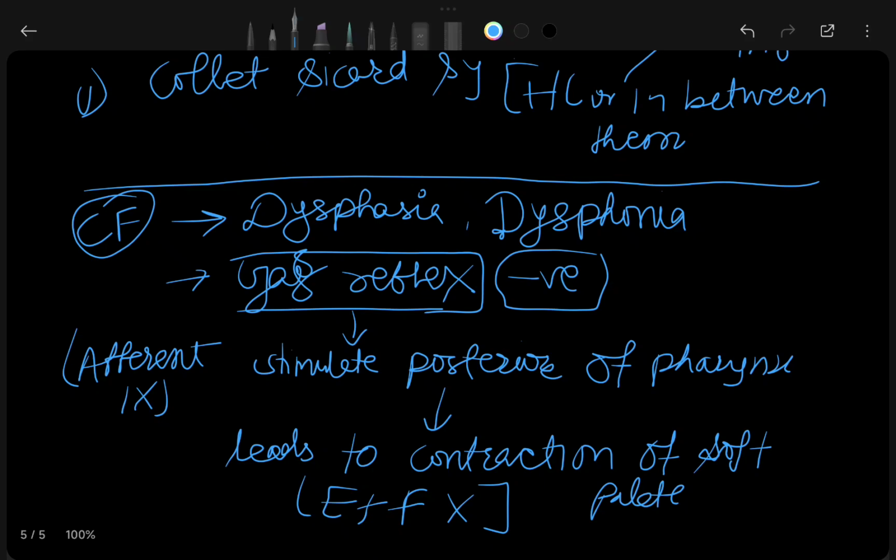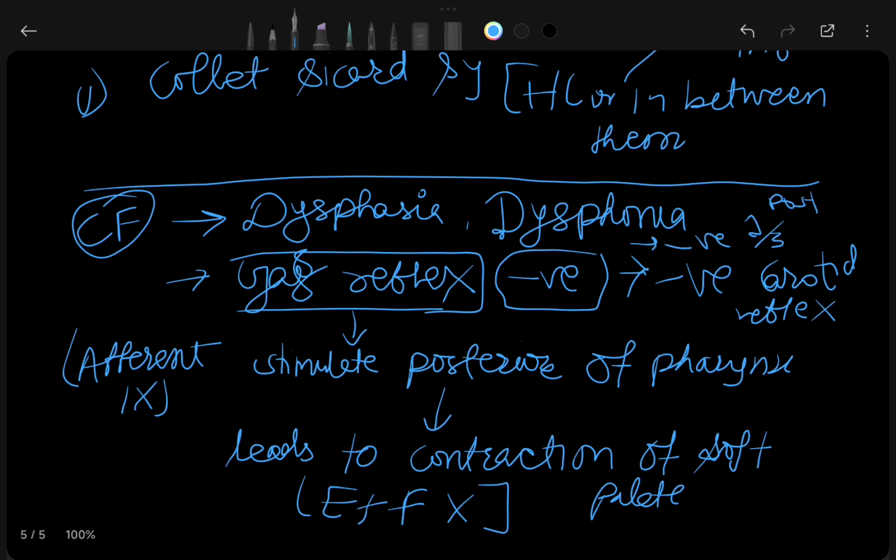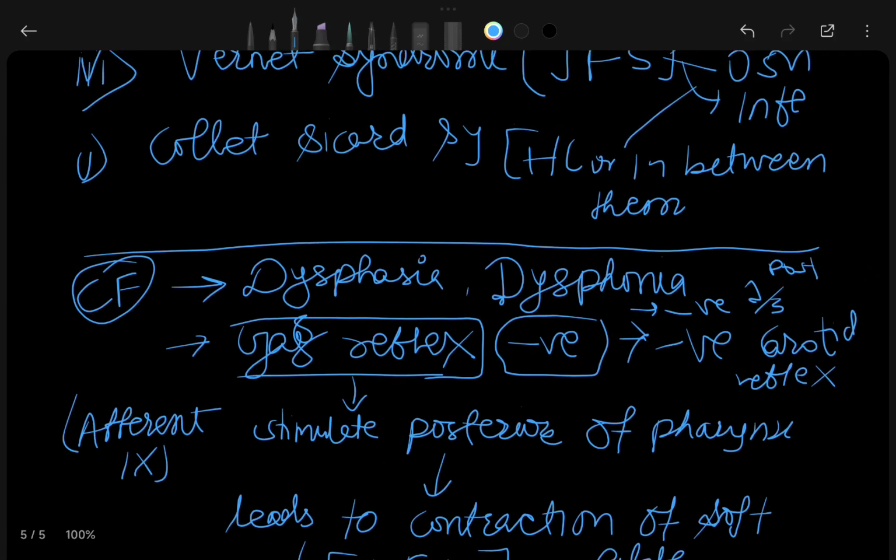Another is that the carotid reflex will be absent, because the carotid body and carotid sinus will not be able to send their sensory information. These are the conditions which may arise during lesions of the glossopharyngeal nerve, and also there will be loss of taste sensation from the posterior one third. So I hope you have enjoyed this lecture, and thanks for joining us.